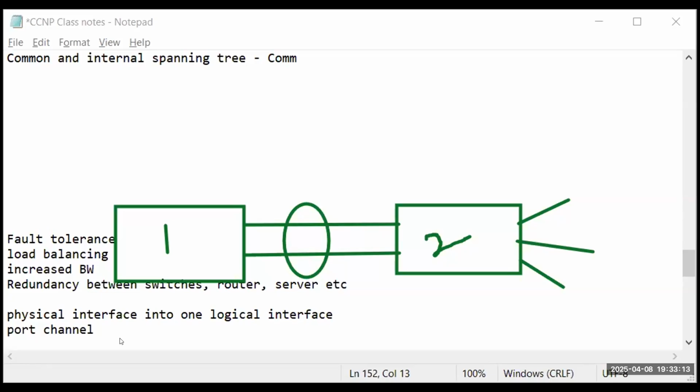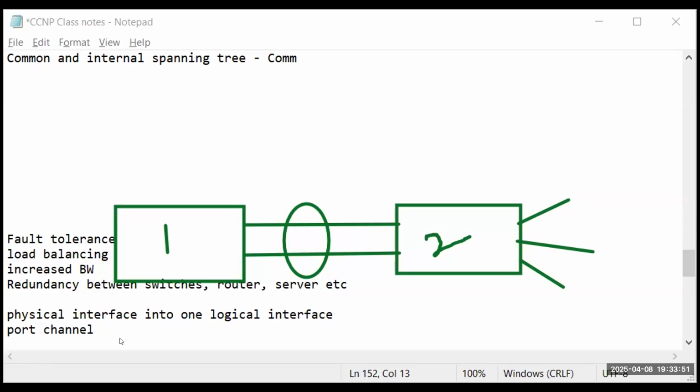So when we bundle interfaces on a switch, we should not mix up the interface types. If we are going to bundle Fast Ethernet, it belongs to Fast Ethernet ports only, 100 Mbps ports. We cannot bundle Fast Ethernet and Gigabit Ethernet. There is a speed difference between them, so they cannot be bundled within a single EtherChannel or port channel. It should be either Gigabit or Fast Ethernet. The same interface types should be bundled.